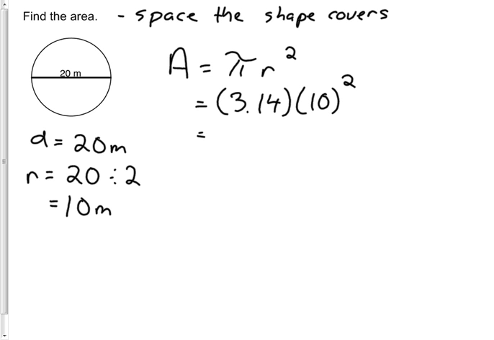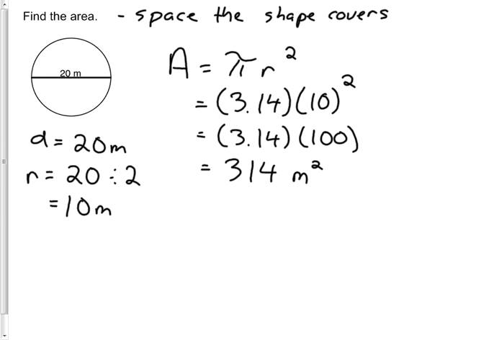And then we evaluate using order of operations. We're going to do that exponent first. 10 squared is 10 times 10, or 100. And then punch it into our calculator. 3.14 times 100 gives us 314. And our units are going to be meters squared. Anytime you're dealing with area, your units are going to be something squared.